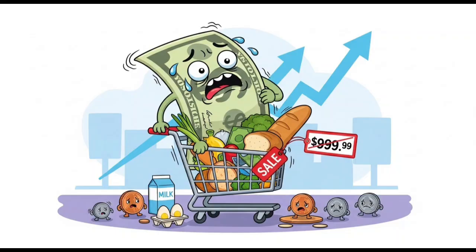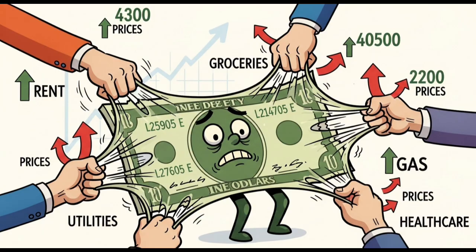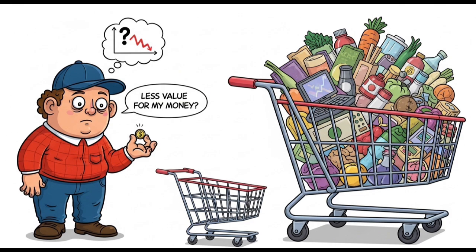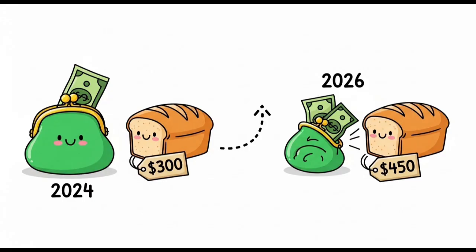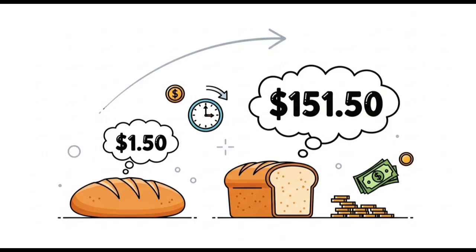What are inflation, deflation, and stagflation? Inflation means the general increase in prices over time. Your money buys less than before. For example, the bread price in 2024 is $300, but the same bread in 2026 costs $450. The $150 jump over the passage of time is due to inflation.